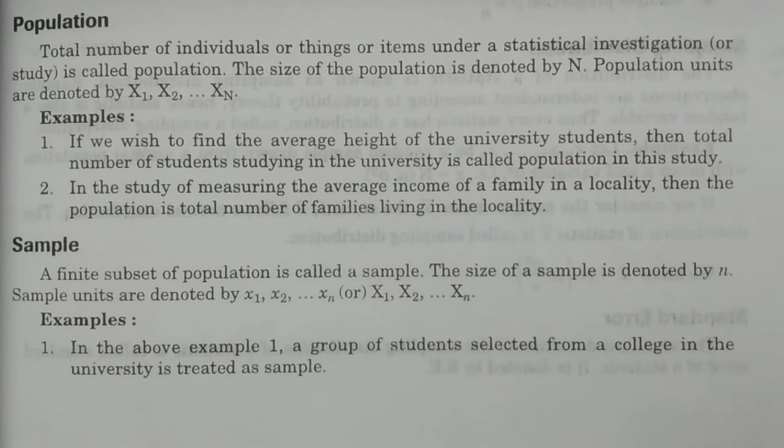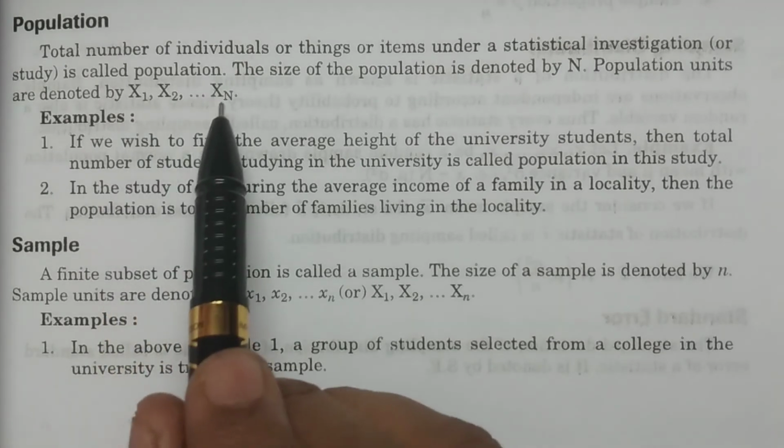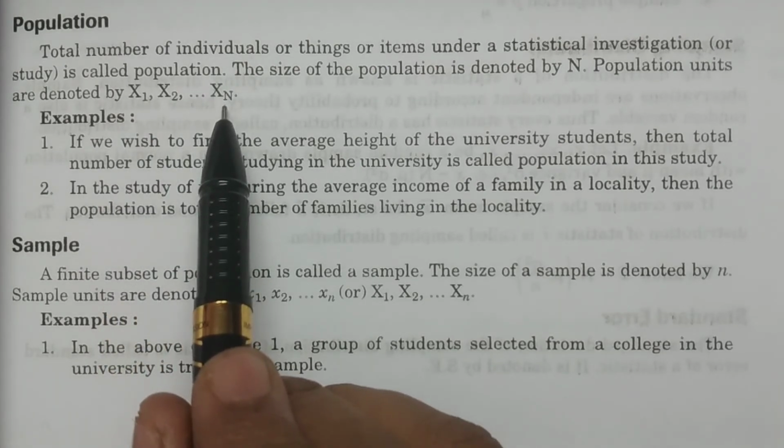Why are we considering this? The most crucial reason, what is the reason behind this? That's very, very important. Every statistician must understand this. You see here, the population units are capital X1, capital X2, and so on, capital Xn, capital N.